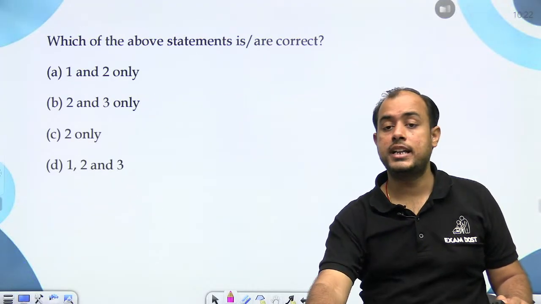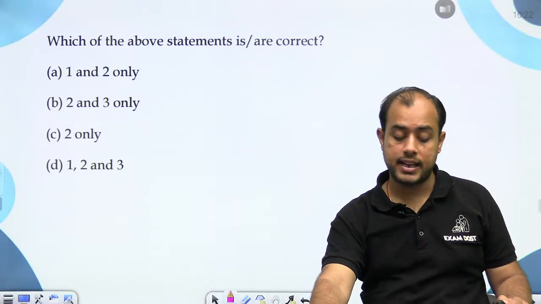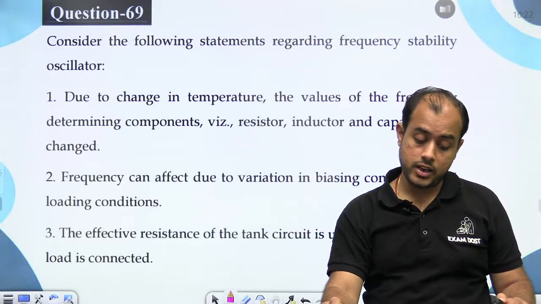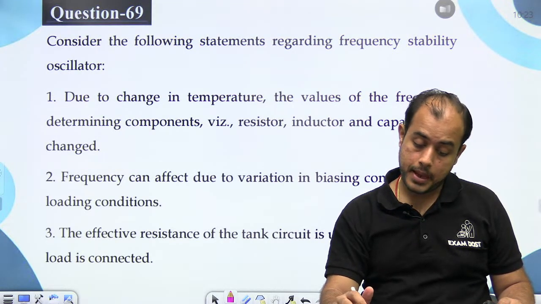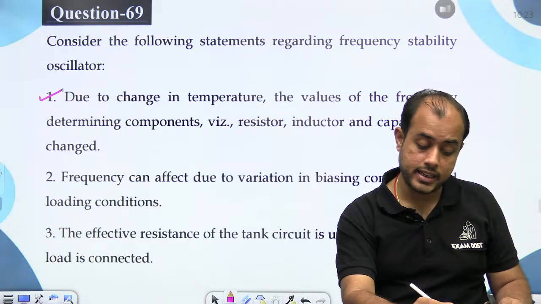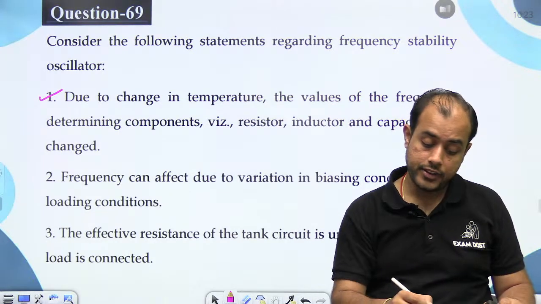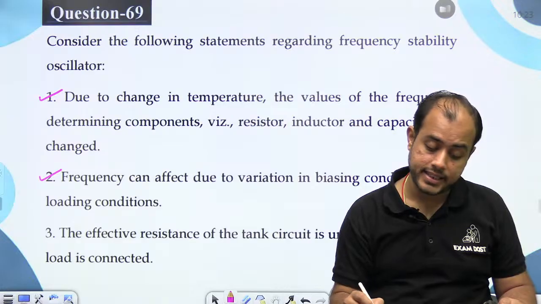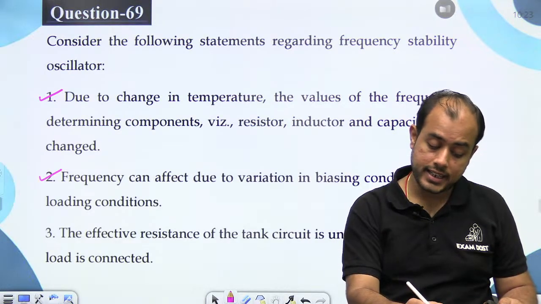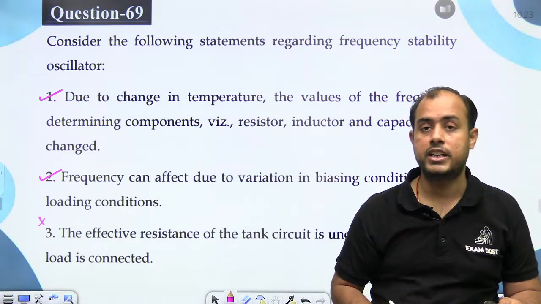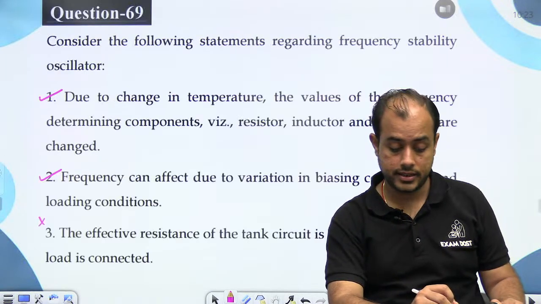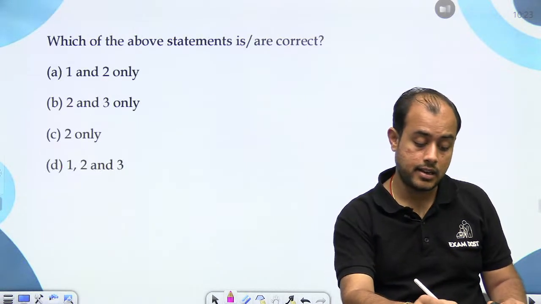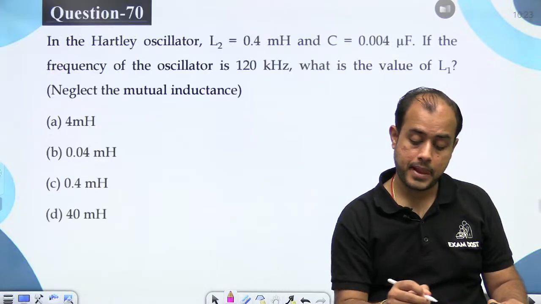ESE 2024, which statements are correct? Frequent change in temperature. The frequency determining component changes. Frequency can be changed by biasing and loading. Effective resistance is unchanged. No, it will change. Effective resistance will change. Okay. Is that clear? So answer will be A.